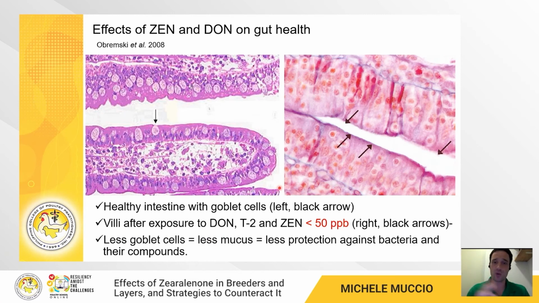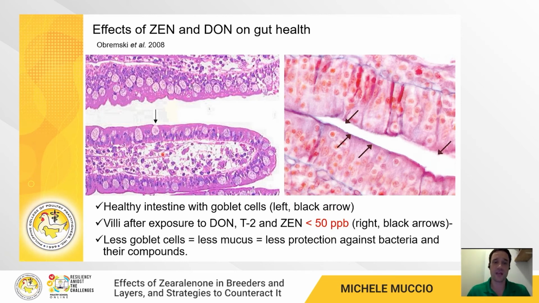Speaking of which, I want to go back again into the gut and connect to a different publication. This study was from 2008, and the findings were quite similar, because in this study, birds were exposed to mixtures of deoxynivalenol, T2, and zearalenone at a very low amount, around 50 ppb, which is something very common that can be found in the feed.